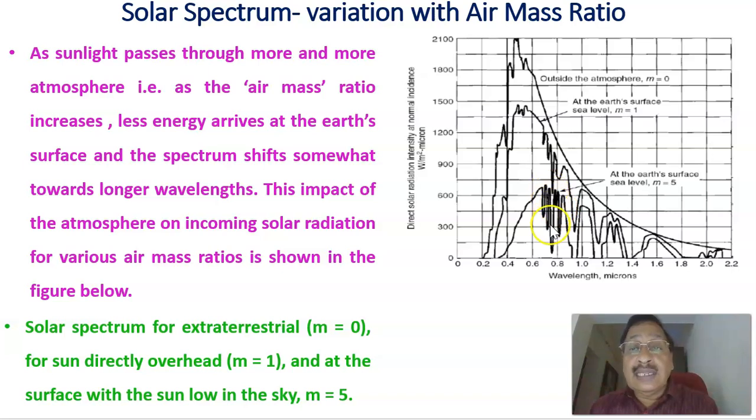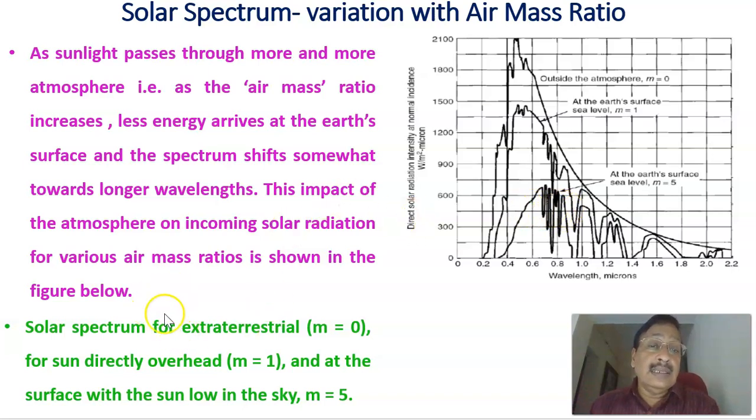Here, this is outside the atmosphere where m equals 0. But at the surface of the Earth, here with m equal to 1, that is air mass ratio equal to 1, this is the energy coming here. But as m increases, we can say that the amount of energy that is coming is getting reduced.